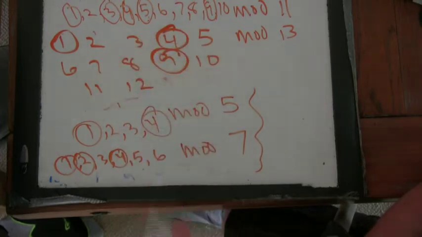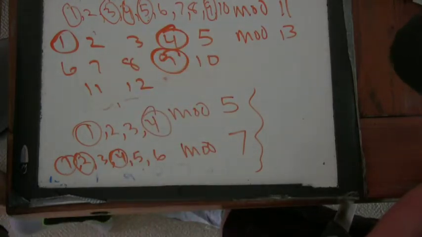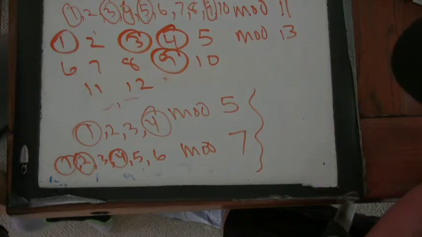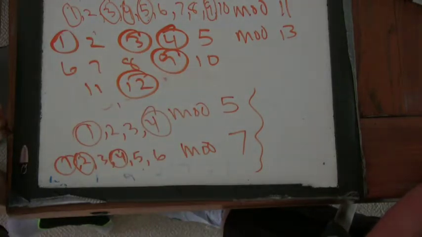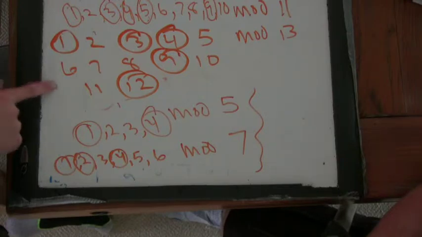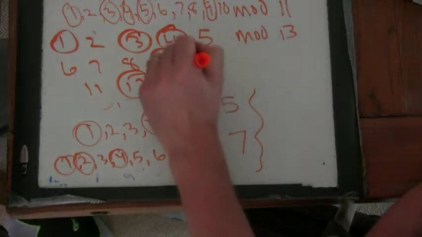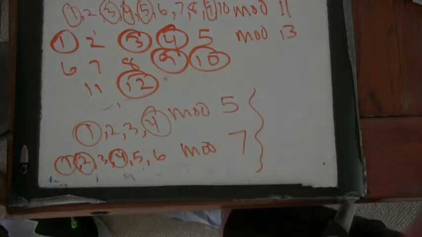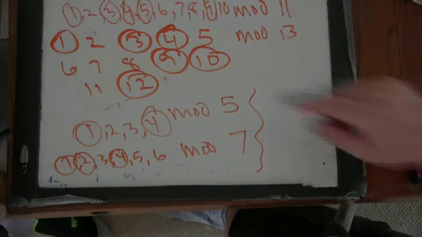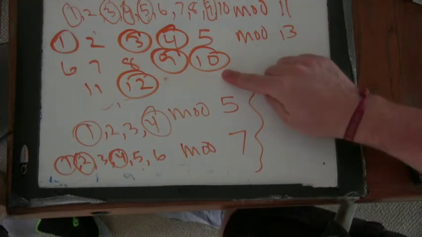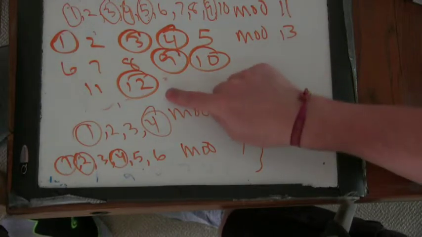4, 9. 4 squared is 16, so 3. 5 squared is 25, so that'd be 12. 12 would be a square. 36, so that'd be 10. 10 would be a square. 7 squared is 49, so 10 again. 8 squared is 64, that would be 12. 9 squared is 81.